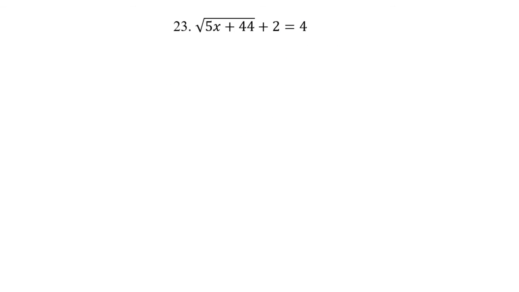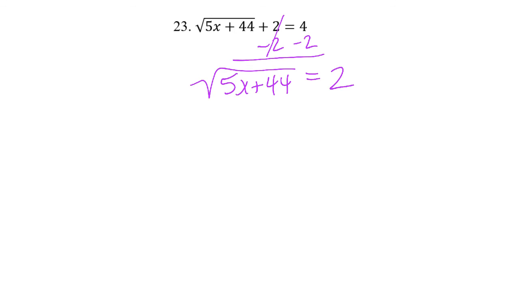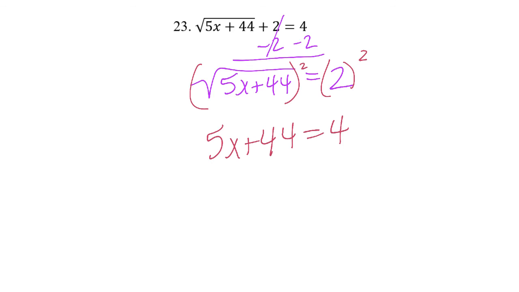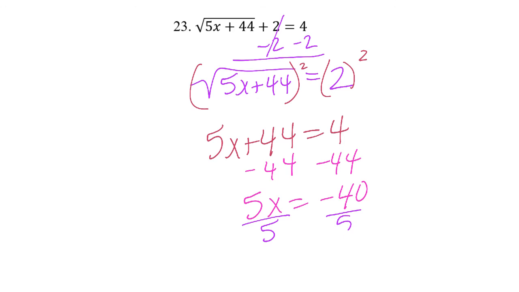All right, last problem. We need to get rid of this 2 first because it's not underneath the radical, so it's got to go. So equals 2. Now I have the radical by itself, so I can square both sides. So 5x plus 44 equals 4. Now I still need to finish solving, so I'm going to minus 44 on both sides. 5x equals negative 40. Last step, I need to divide by 5, so x equals negative 8.